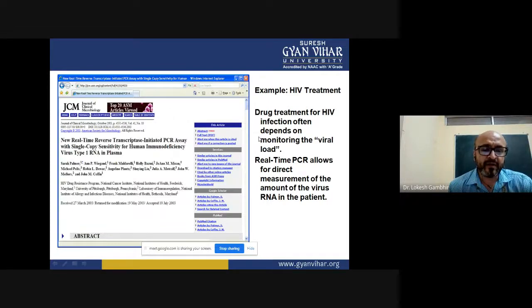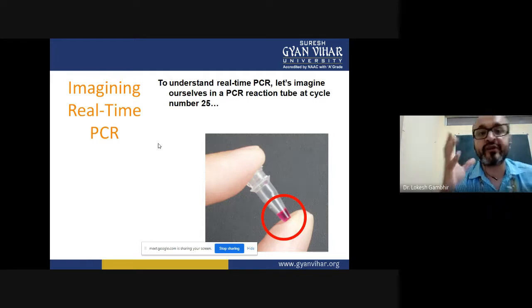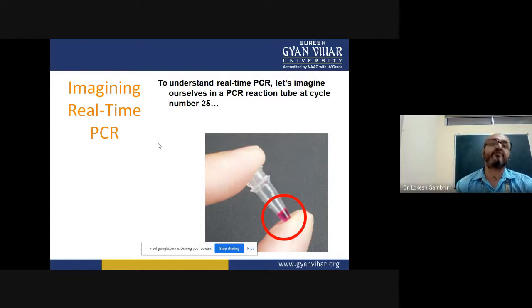So apart from that, if you're talking about the treatment scenario, then this real-time PCR has been regularly used to directly measure the amount of virus that is present, or the load of virus, to categorize the individuals under asymptomatic, symptomatic, mild, severe. So depending upon the viral load, you can decipher under which category you want to put the patients.